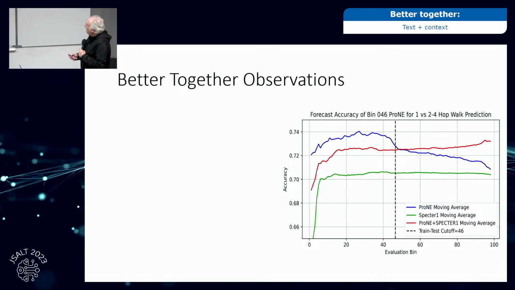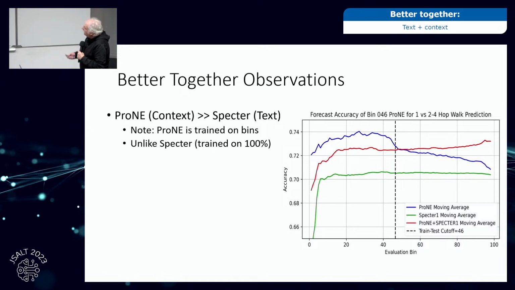So here we could take a look at Peter's graph again. And one thing I want to point out is that in general, the context is better than the text. So at that point, the blue line is just well above the green line. One thing I want to point out here is that for prone, we did the heavy lifting that Ben described. We trained prone on not all, but 80% of those bins. So we got most of those bins.